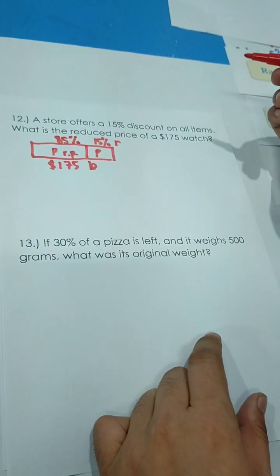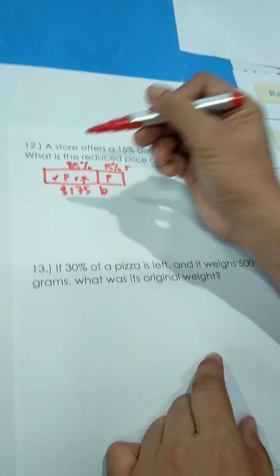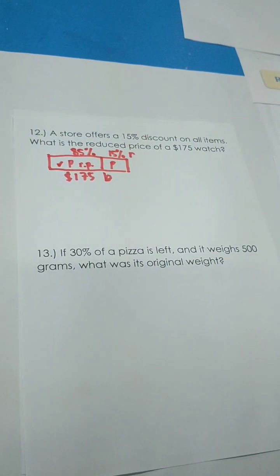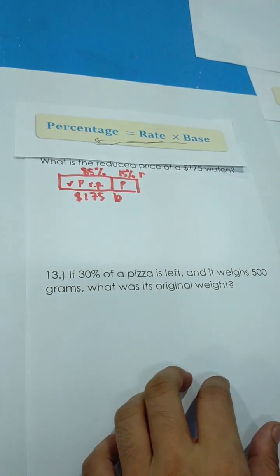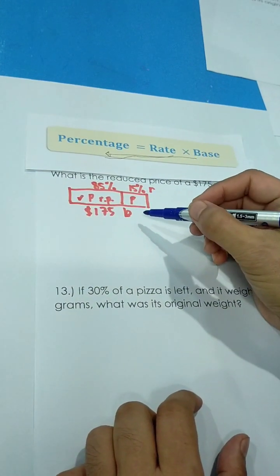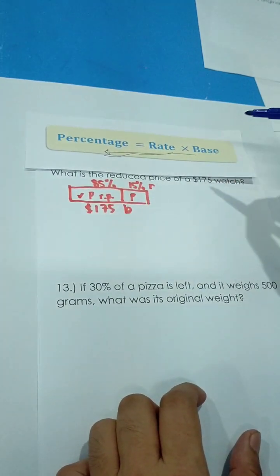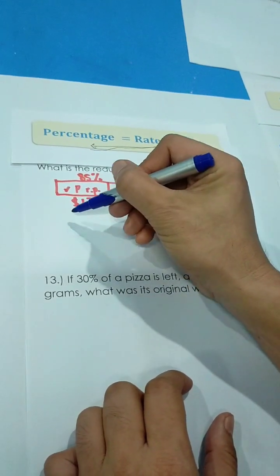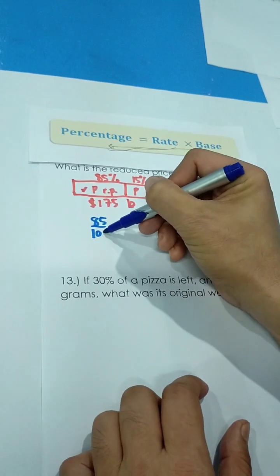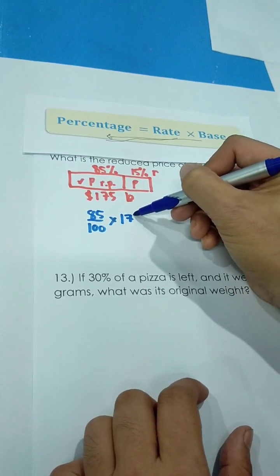In this problem, we're looking for this one, the percentage of the reduced price. The formula is given by this. Looking for the percentage. Percentage is equal to the rate times the base. The rate is 85%. 85% is 85 over 100, in 100 parts, times the base, which is 175.